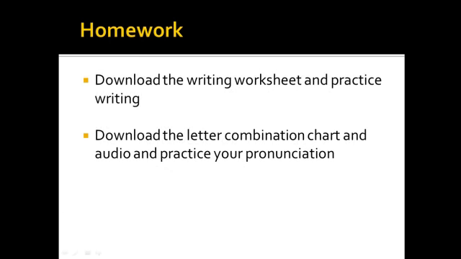So let's look at our homework for this lesson. Please download the writing worksheet and practice writing the letters Dhā and the Fatha Tanween on your worksheet and upload those to the course website. And also download the letter combination chart and audio and practice your pronunciation of the Dhā and the Fatha Tanween and upload your audio file.